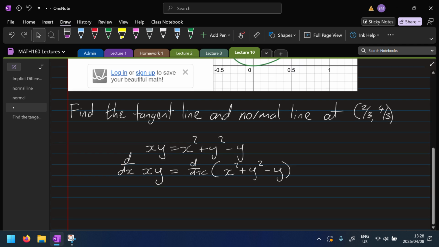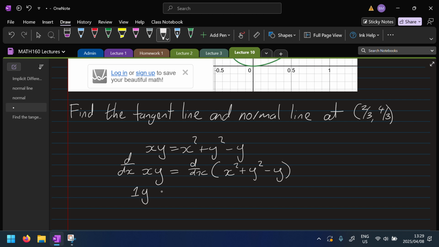d by dx of xy, we need to use the product rule. So the derivative of the first term will be 1, and we leave the y alone. Plus, we leave the x alone, and then the derivative of y, that's y prime. Then on the right-hand side, the derivative of x squared is 2x. The derivative of y squared, we need to use the chain rule. So the 2 comes down to get 2y. Then the derivative of the inside function, the derivative of y, that's y prime. Then the derivative of y, that's just y prime.